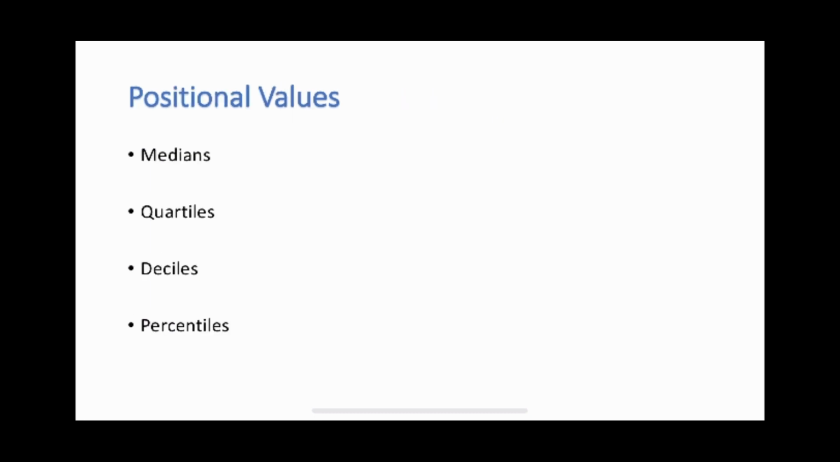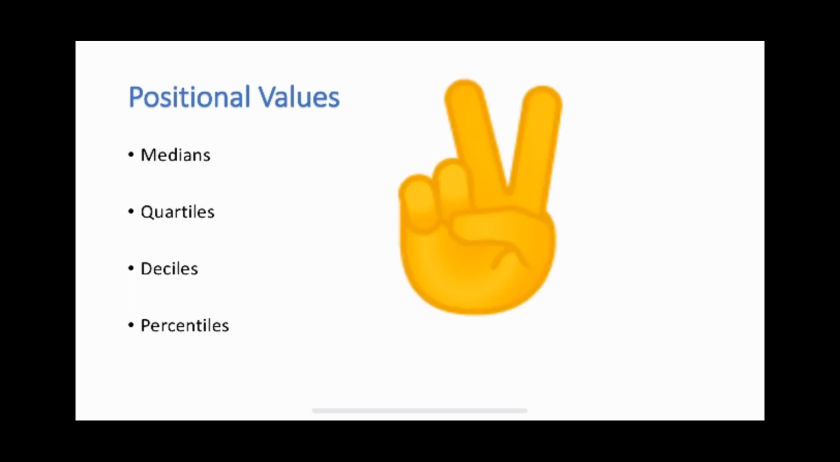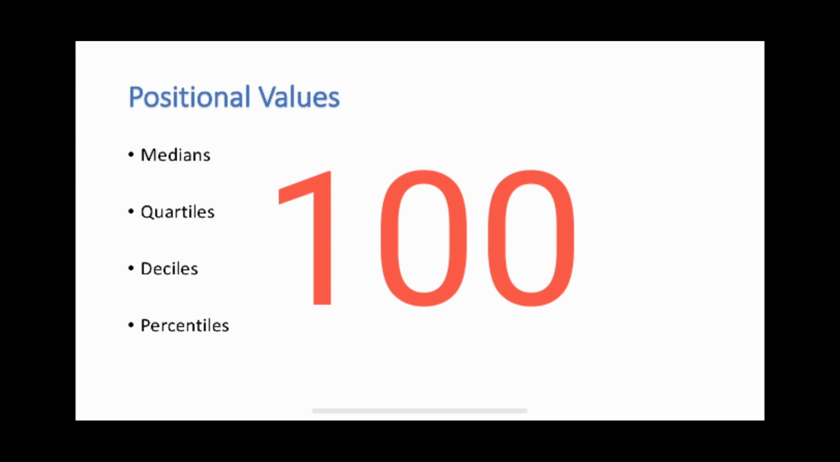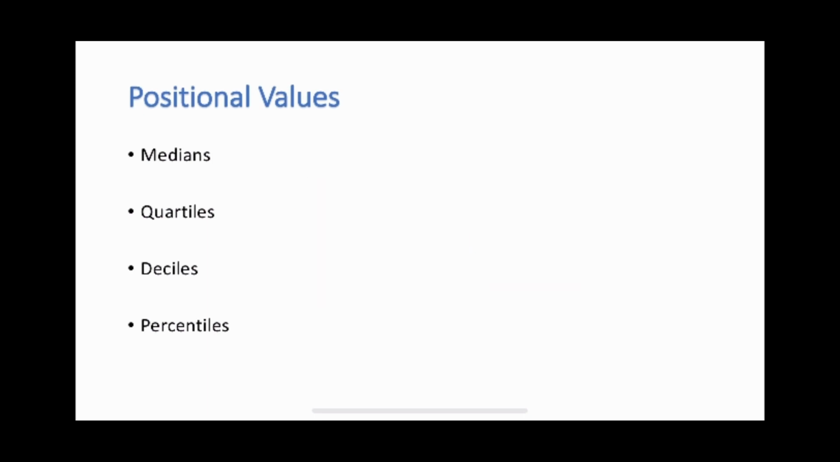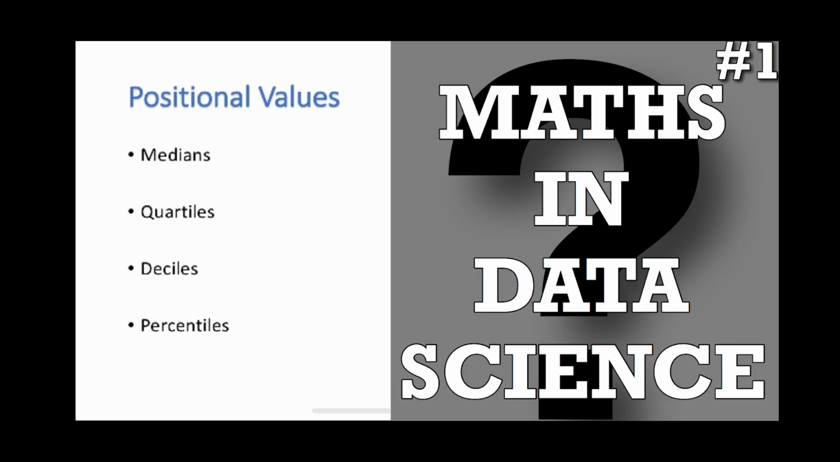Moving ahead, let us understand what positional values are. Positional values are medians, quartiles, deciles and percentiles. The median divides the values into two parts, as previously discussed, and the quartile divides the values into four parts. Deciles do the same work in 10 parts, and percentiles, as we all know, divide into 100 parts. Quartiles are another important topic that we need to understand if you are working in data science. I will be covering it in the series I started, that is Maths in Data Science.